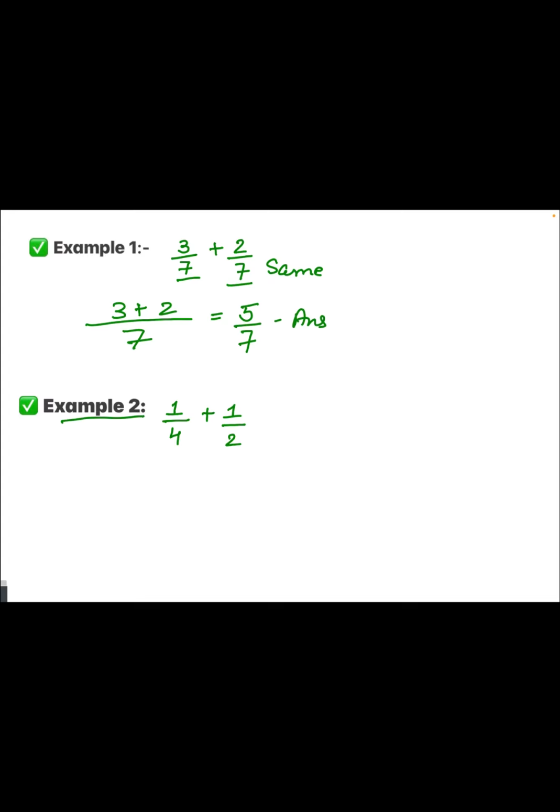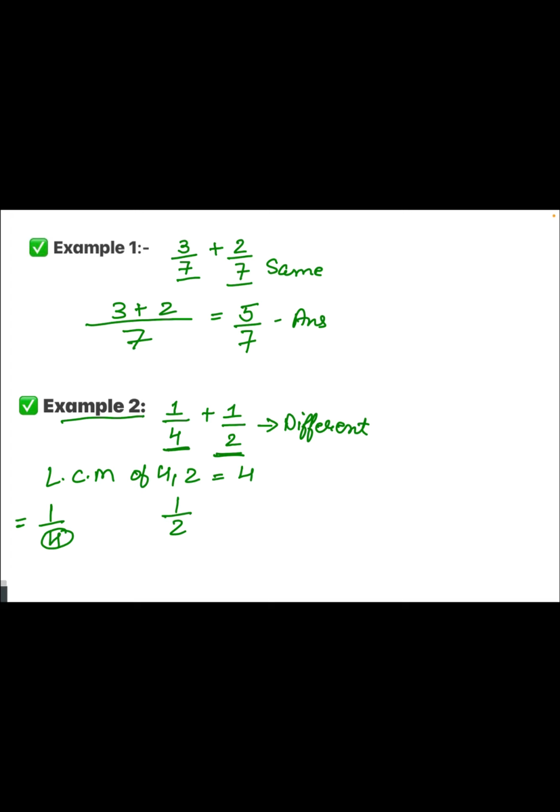In example 2, the denominators are different. So first, to make the denominator same, we will find the LCM of 4 and 2. LCM of 4 and 2 is 4. If you don't know how to find the LCM, I will make a short video, you can check it. After finding the LCM, we will make the denominator same. In the first case, 1 over 4, the denominator is already 4. So we don't do anything.